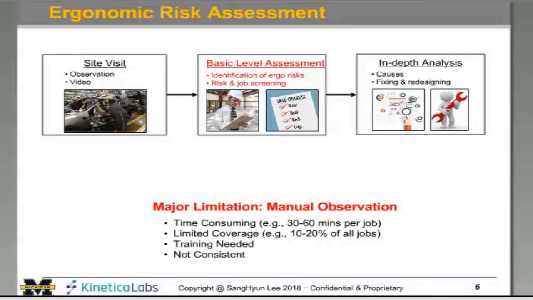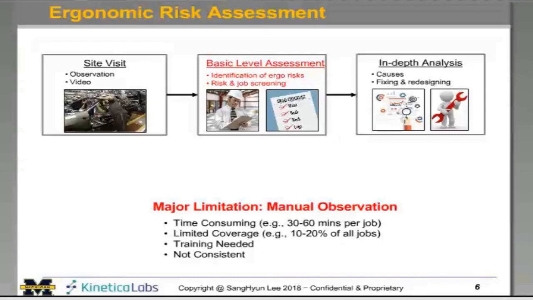Let's say we have a 1, 3, or 5 minute job cycle. People usually spend half an hour, even 1 hour, to get all the info for a basic level risk assessment. Also, it is limited coverage. I would like to study and screen all the jobs in my plant, but I don't have the manpower. When I talk with several big manufacturers, the safety managers say we just cover 10 to 20%. We have to rely on some injury reports or some observation. Ideally they would like 100% coverage of the basic risk assessment, but simply it is not possible with the resources they have.